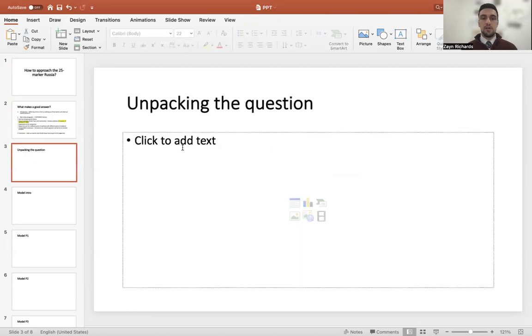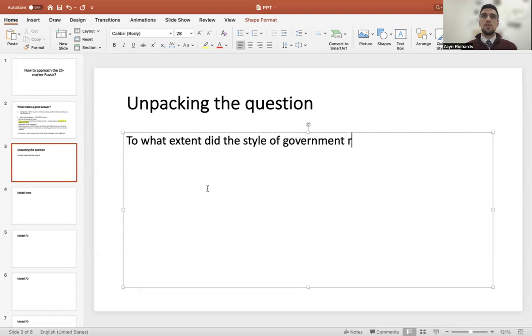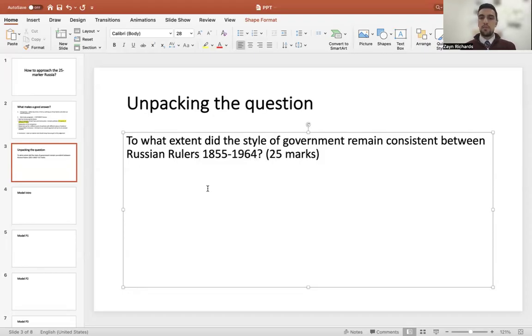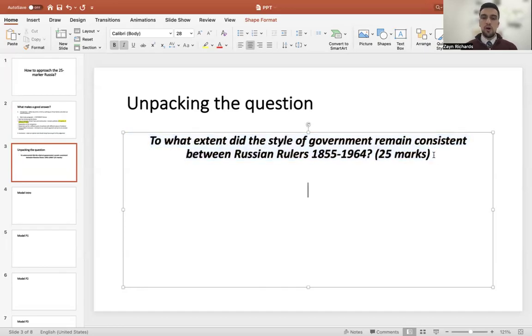Those are the ingredients. Now, we need to look at the question. If you see me looking up, it's just because I've got all my notes on the slide. So this is the question that we are doing today: to what extent did the style of government remain consistent between Russian rulers 1855 to 1964? 25 marks. The first thing I do when I have a question is highlight the focus of the question.